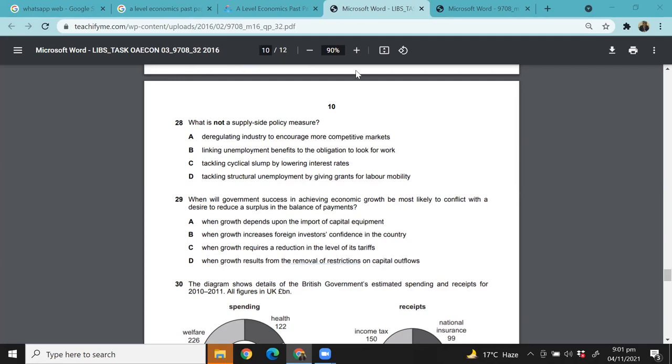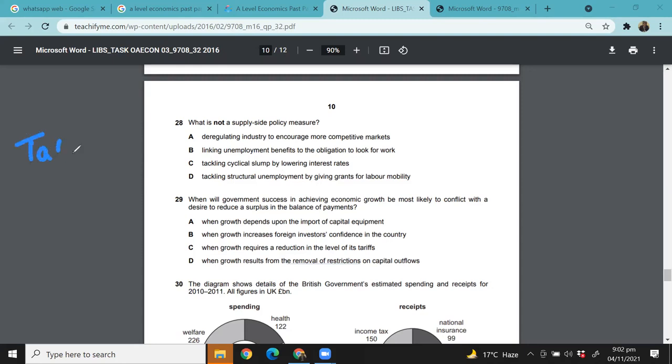Okay, yes, students. C, why? Quickly. What is the reason why C is not a supply side policy? Because, come on, students, it is talking about interest rates. Think about this. That is monetary policy. The main thing you should have looked at, interest rates, tackling cyclical slump, whatever the problem is, we are not interested in that. We are interested in looking at the instrument.